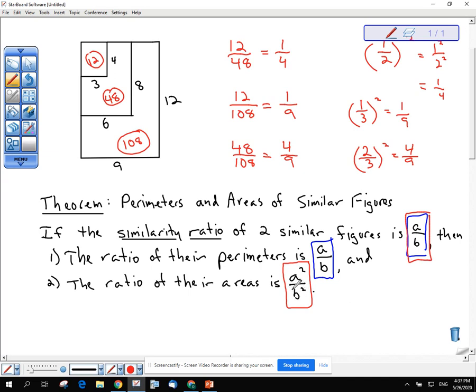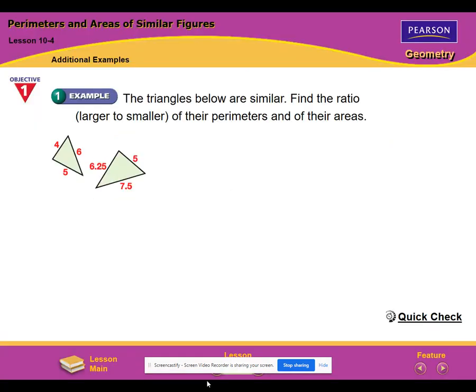Okay, so a few examples. This says the triangles below are similar. Find the ratio, larger to smaller, of their perimeters and of their areas. So let's just quickly get their perimeters. The perimeter here, 4, 5, 6 would be 15. The perimeter here would be, little mental math, 13.75, 18.75.